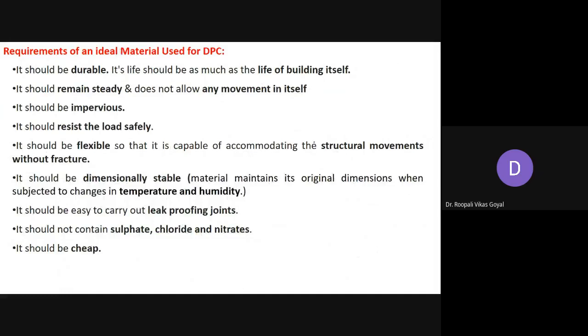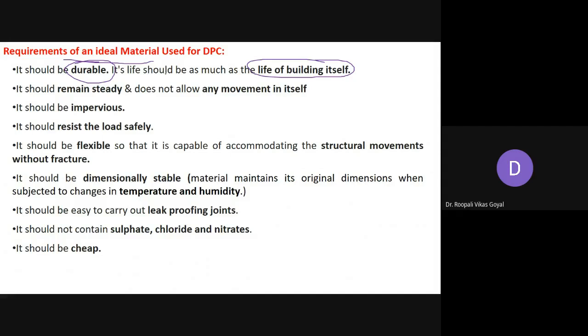Now which material you are using as a damp proof course, it should possess certain requirements. So these are the requirements of an ideal material used for DPC. First, it should be durable. At least its life should be such that it is equal to the life of the building itself. अगर building की life से कम है, तो there is a problem. Again that dampness may come up in your building. So at least it should be equal to the life of the building itself.